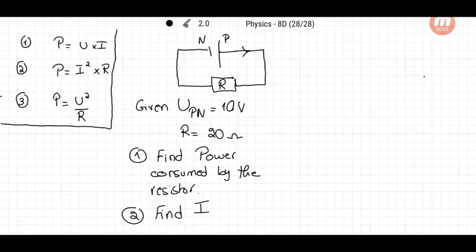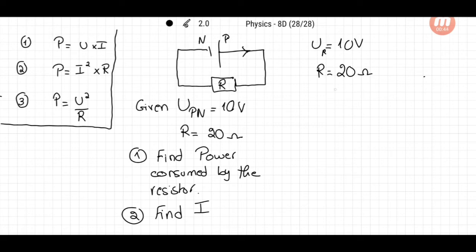Okay guys, let's try to solve this exercise. I have a battery that is connected to a resistor of resistance 20 ohms, and the battery has a voltage of 10 volts, and I need to find the power consumed by the resistor. So to find the power, let's put the given. I have the voltage of the battery 10 volts, which is the same as the voltage of the resistor. So U of the resistor is 10 volts. And R is equal to 20 ohms.